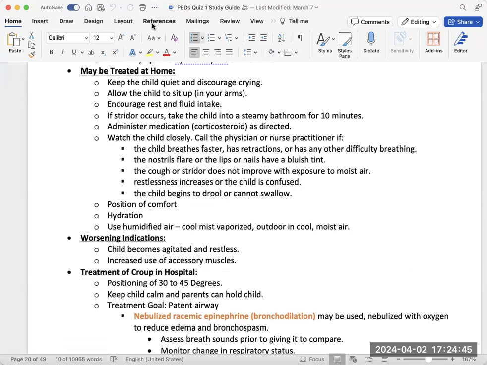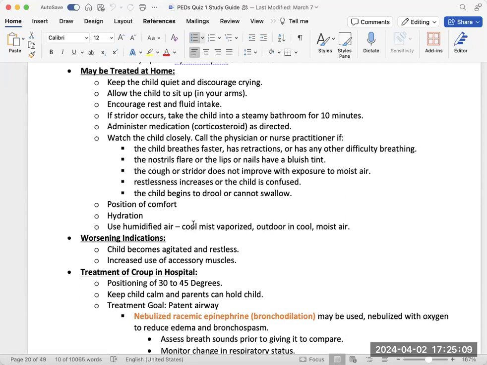They should have rest and lots of fluid intake. Remember, this is viral. If stridor occurs, if we hear that, remember we said especially at night, we want to put them in a steamy bathroom for 10 minutes. That's because the steam is going to help open up the airways. We also could administer corticosteroids as directed because corticosteroids help reduce inflammation. And remember, this is an inflammatory process.